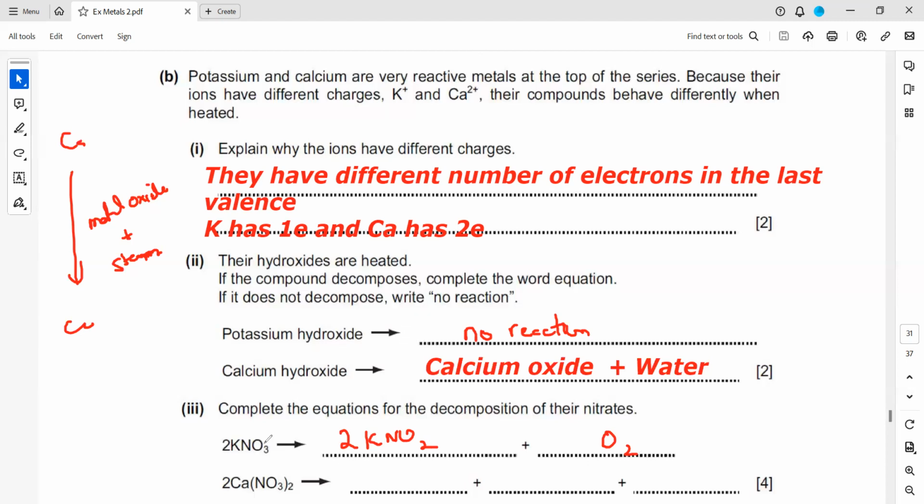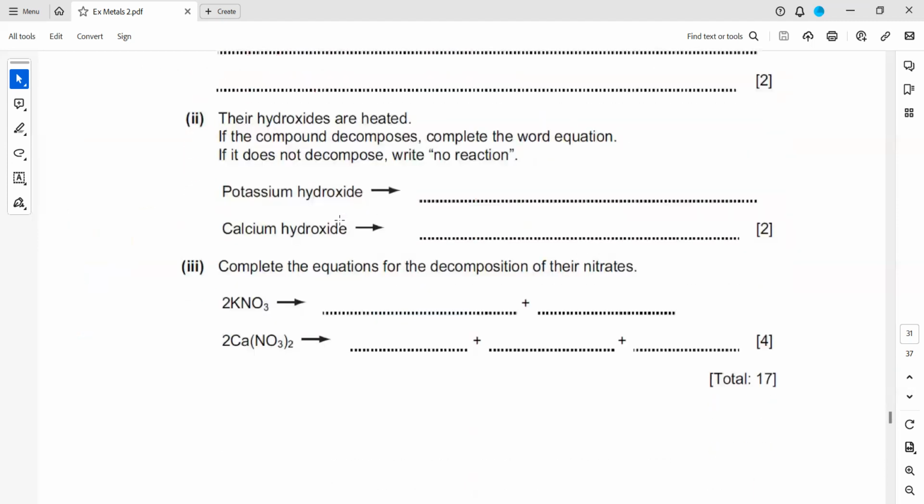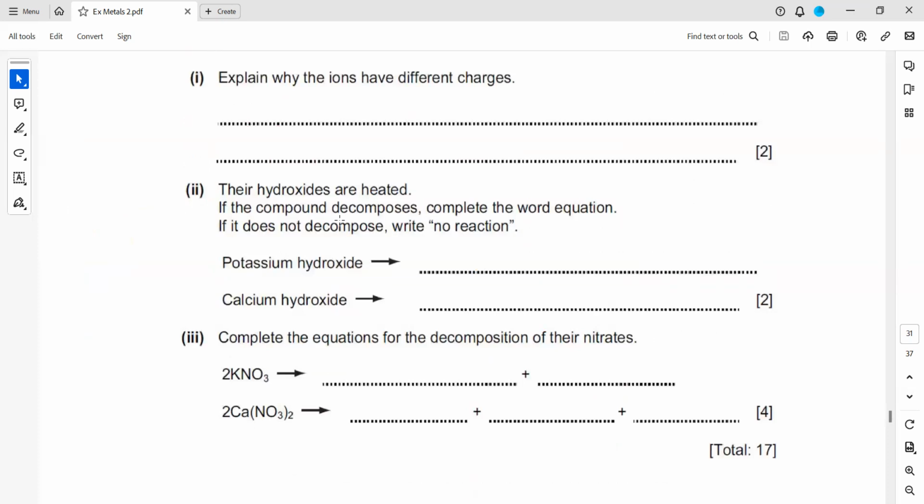Same thing happens if we have sodium nitrate. On supplying heat energy, it will also give sodium nitrite plus oxygen. Nitrate is NO3, nitrite is NO2. Then we decompose calcium nitrate. So here it was potassium nitrite plus oxygen.